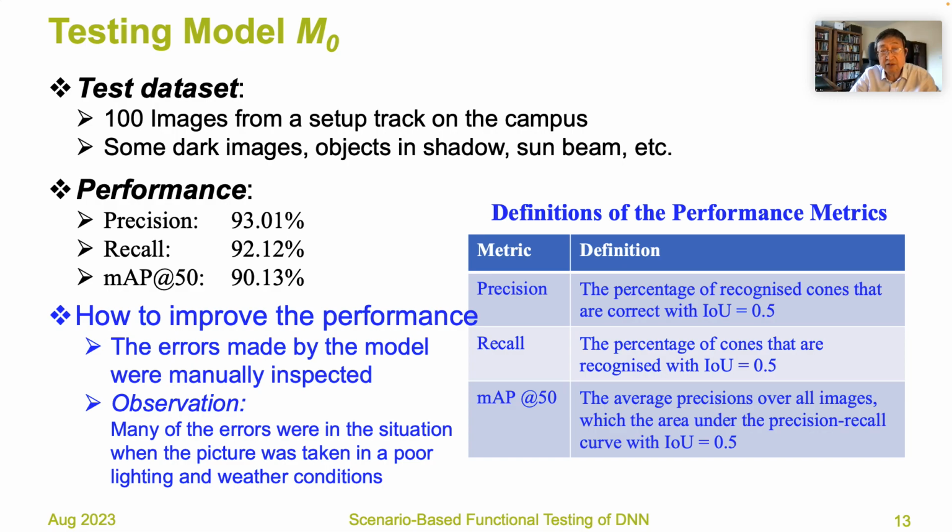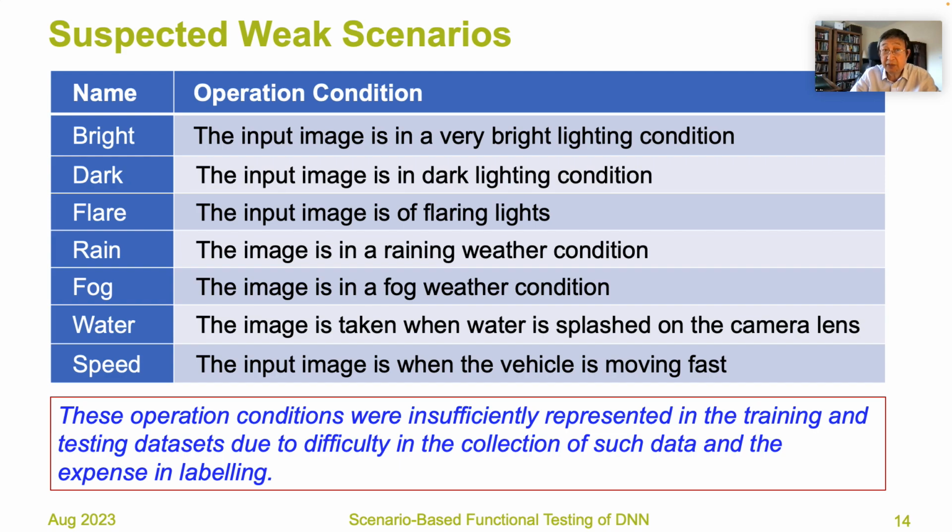The performance was fairly good, with the mean average precision above 90%. The question for us as a testing team is how to improve the performance. What we did was first manually inspect the errors made by the model. And we observed that many of the errors were in situations when the picture was taken in poor lighting and weather conditions. This gives us the suspected weak scenarios in different weather and lighting conditions.